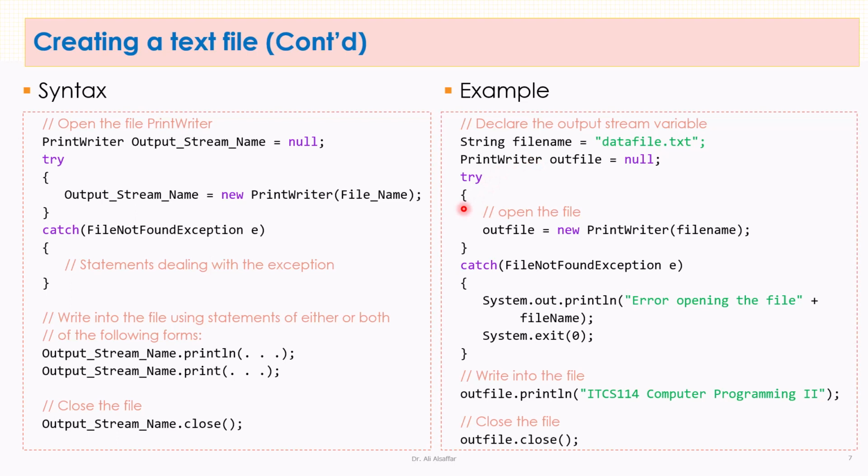So first, we open the file for writing, and to do that, we declare the output stream variable and we initialize it to null, and this should be of type PrintWriter. And inside the try block, we create an output stream object of type PrintWriter and supply the file name as an input parameter to the constructor.